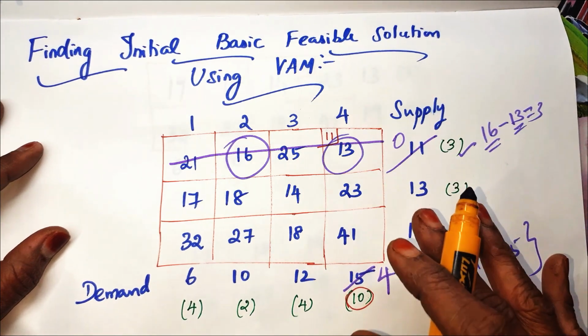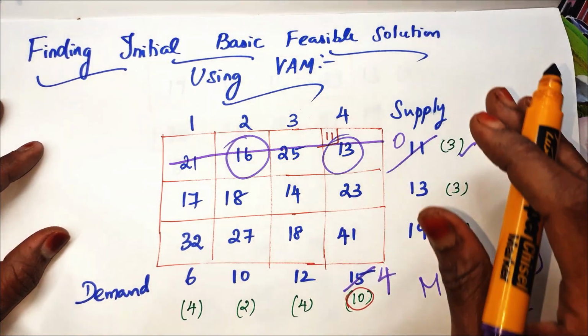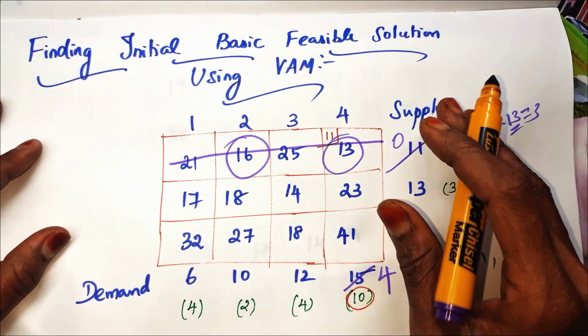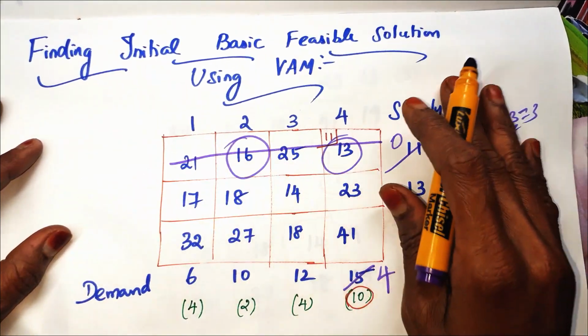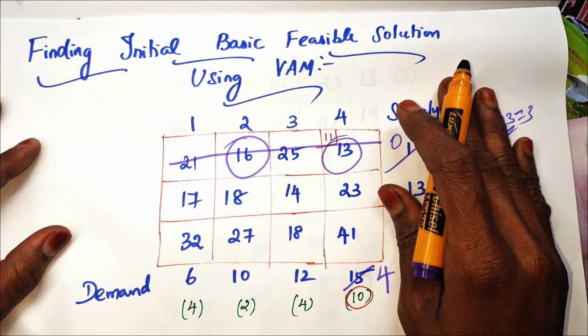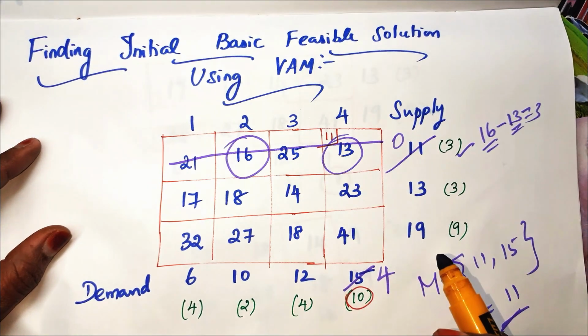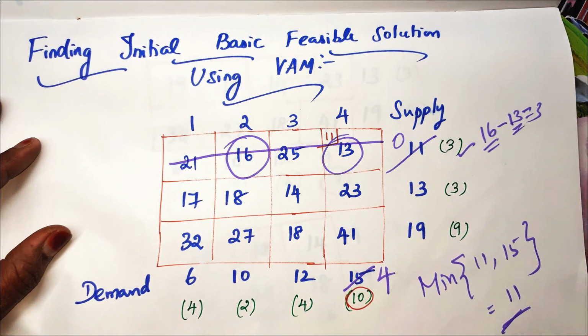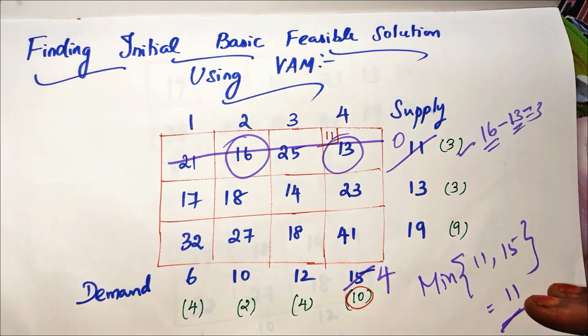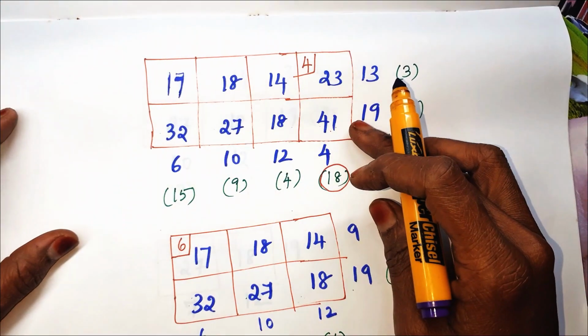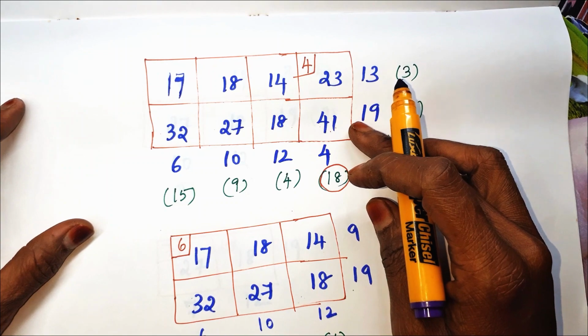Everything we can do in a single table. If you are well versed, you have a thorough knowledge in VAM, all together you can do in a single table. For beginners, we have to reduce one by one and do it. Is it clear? And this is the next table I'm getting after deleting the first row.